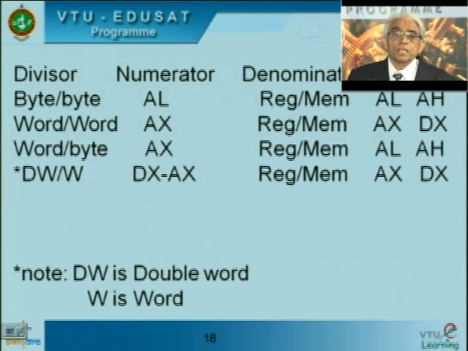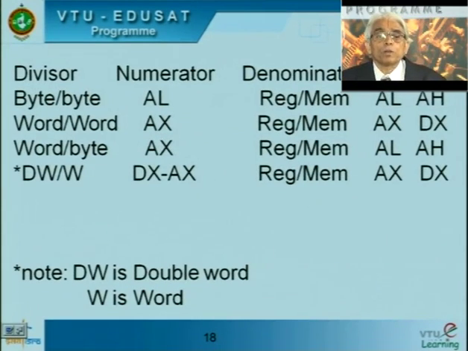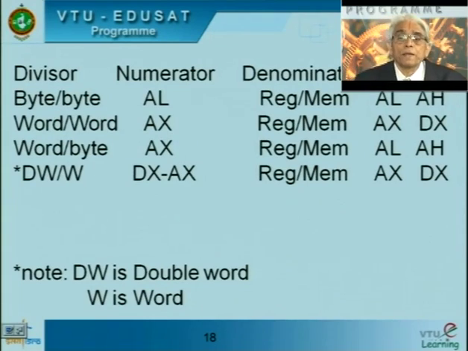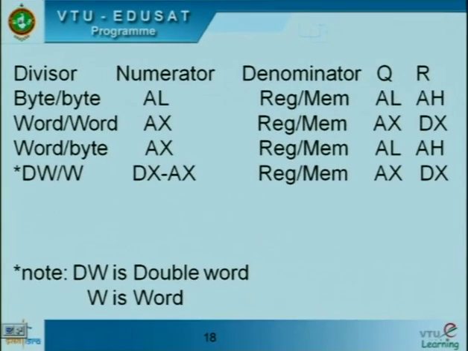So let us look at these 4 combinations which we are trying to talk about performing the operation, because the divisor can be 8-bit and the denominator can be again an 8-bit, either register or memory. When you perform the division operation, we have the quotient in AL register and remainder in AH register. Similarly, when you are trying to talk about 16-bit by 8-bit operation, we are trying to talk about the numerator which is AX register and denominator can be a register or memory.